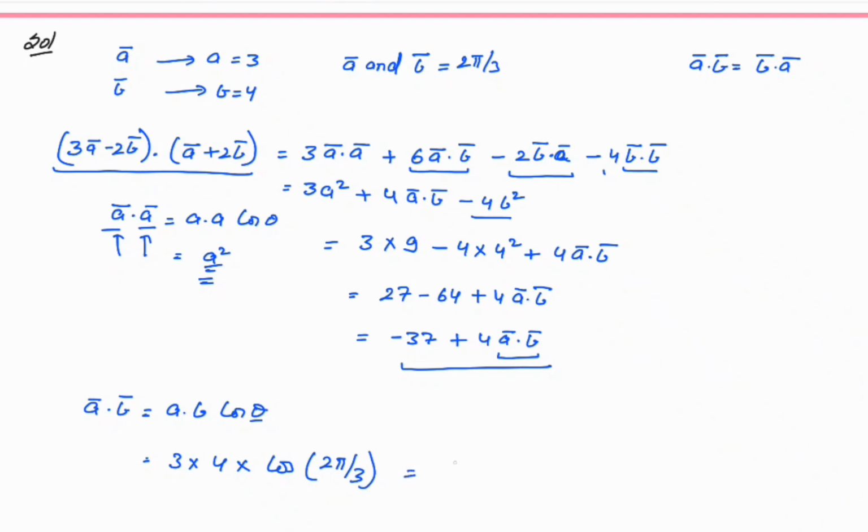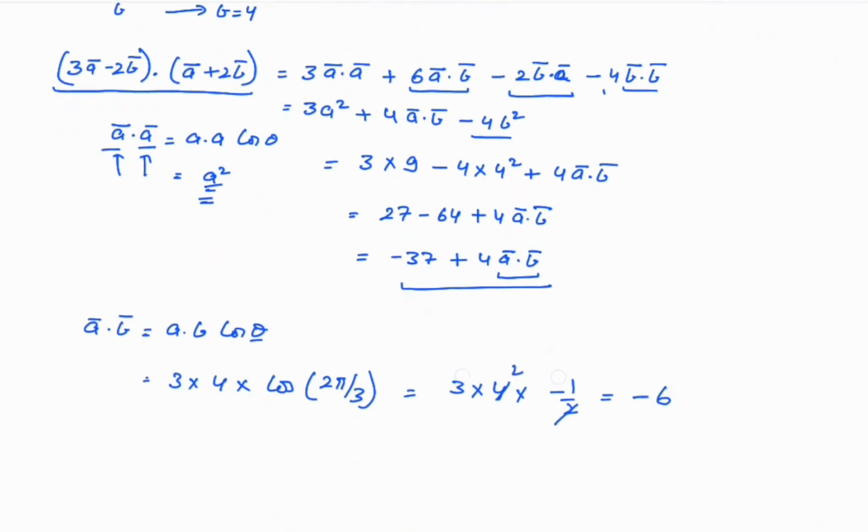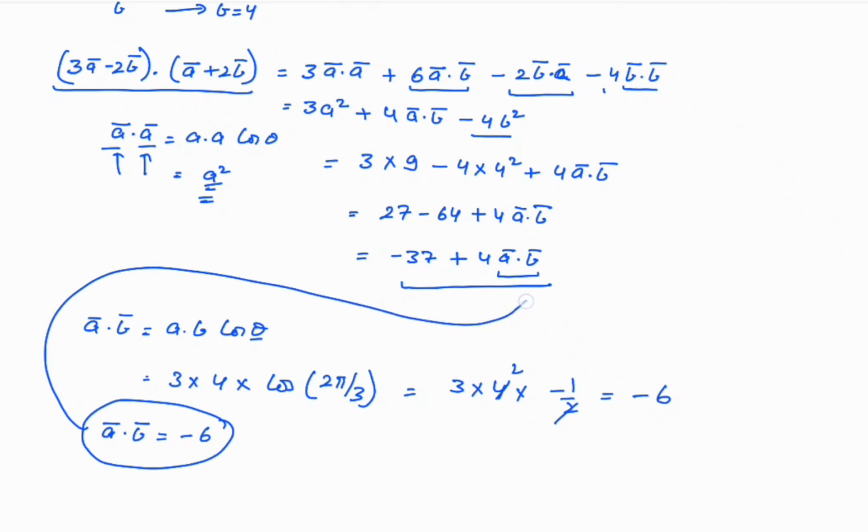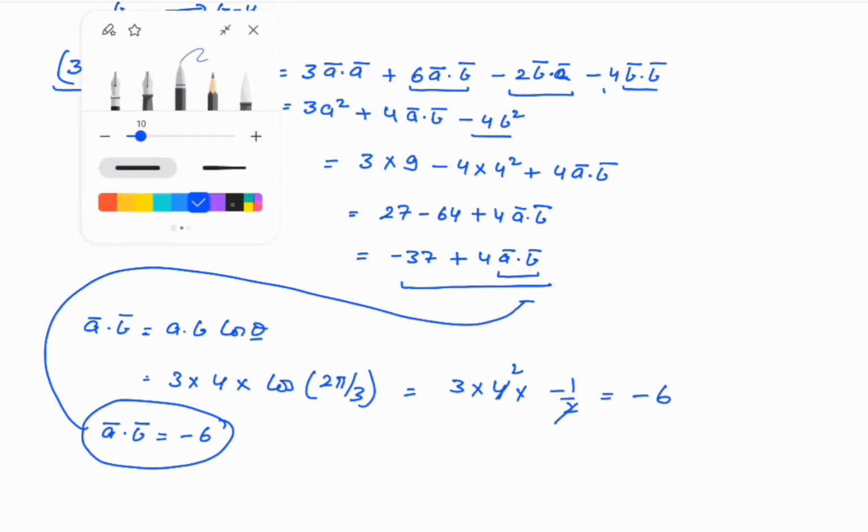Here what we will get? We will get 3 multiplied by 4 multiplied by minus 1 upon 2, which is going to be minus 6. Okay, we got vector A dot vector B as minus 6. Put this value of A dot B in this equation, you will get the answer.